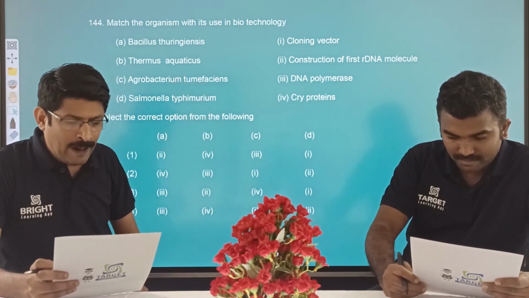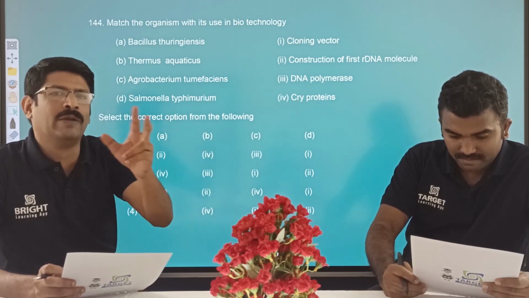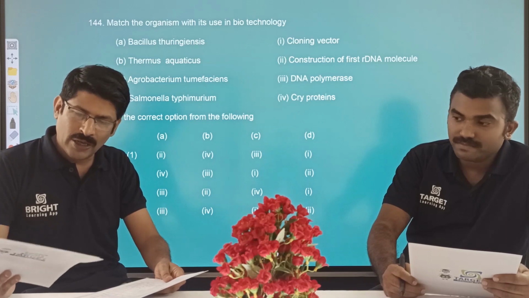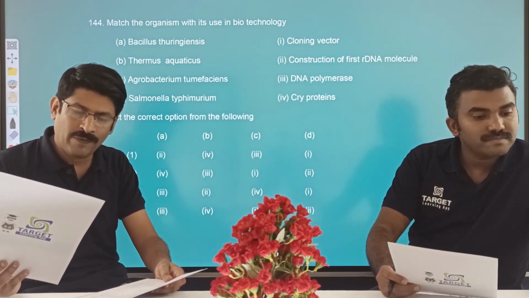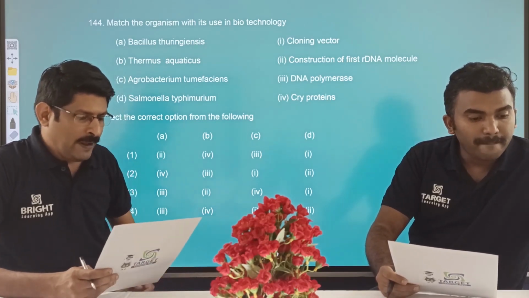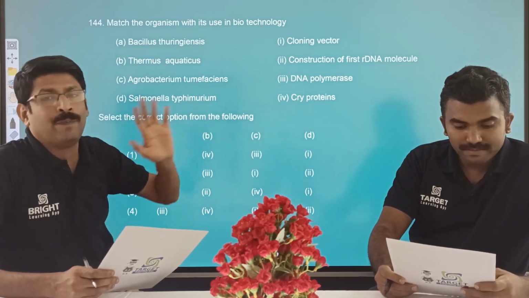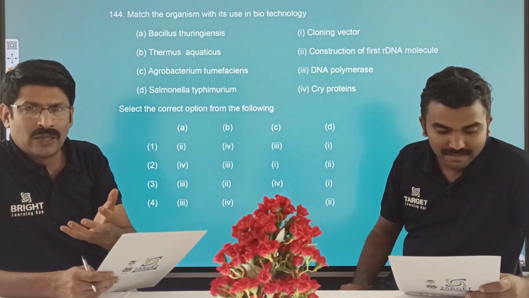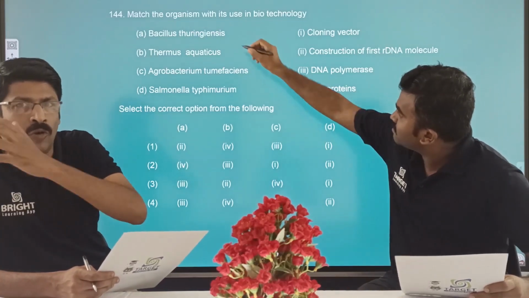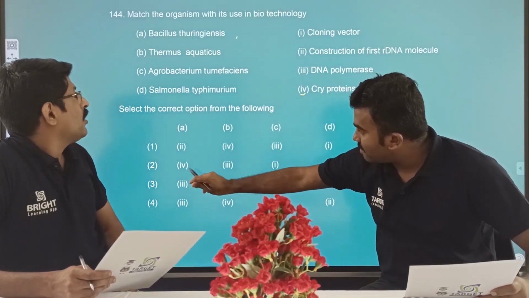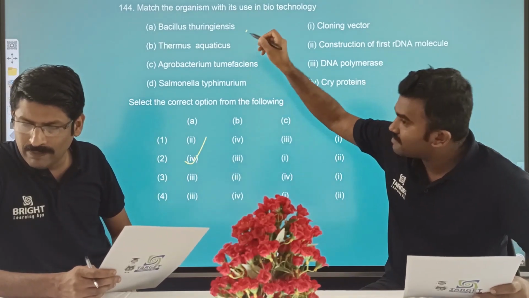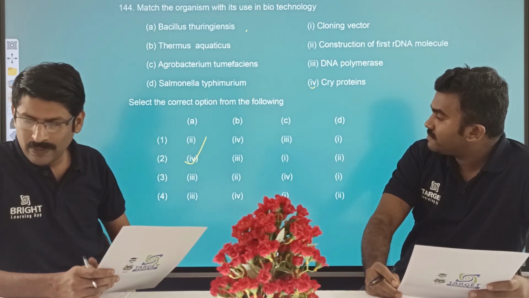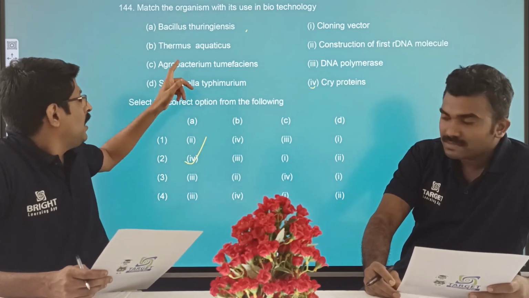And here again Bacillus thuringiensis came. In the previous question, 135, also with Bacillus thuringiensis we got BT cotton, and this is 144. Bacillus thuringiensis produces cry protein, the crystal protein, and it is for insect resistance. The same question is also asked in the next part. So it is also coming from Biotechnology 2, different parts. Crystal protein.